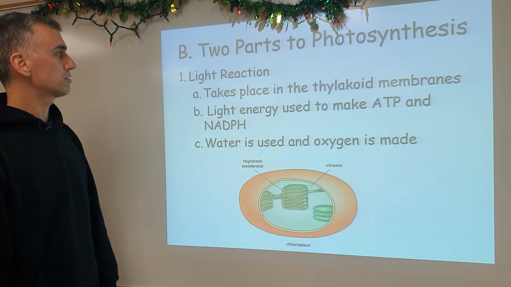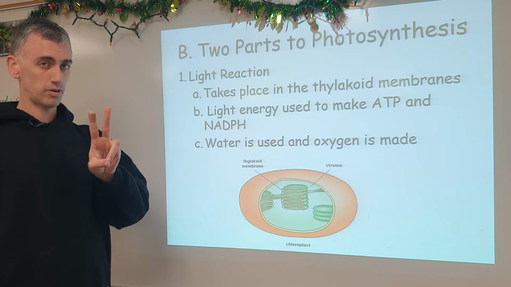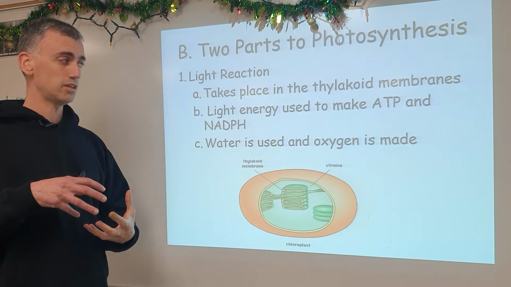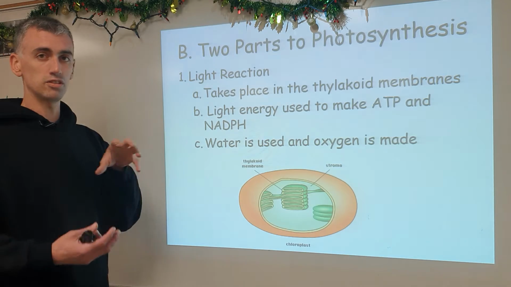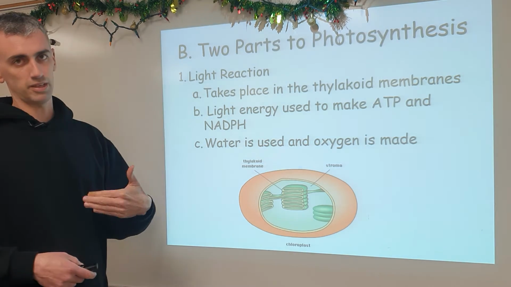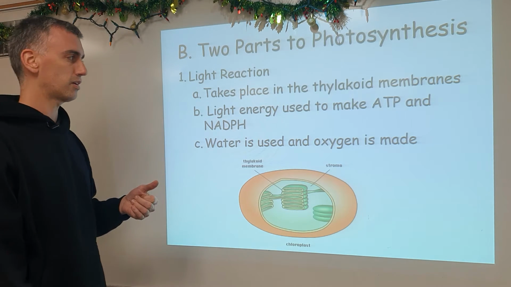All right, 2 parts to photosynthesis. Photosynthesis comes in 2 big parts. This is the light reaction. It's the idea of capturing energy in the form of ATP, and the dark reaction is using that ATP to produce the glucose. So it all goes toward making glucose. It's just: light reaction, you capture the energy; dark reaction, you use it to do something.